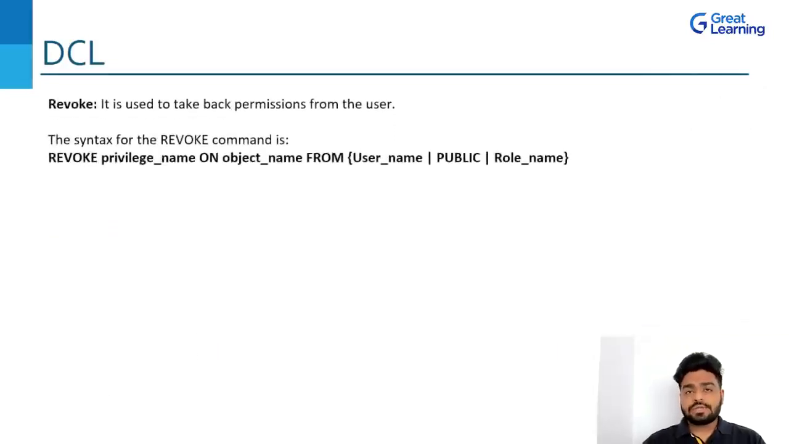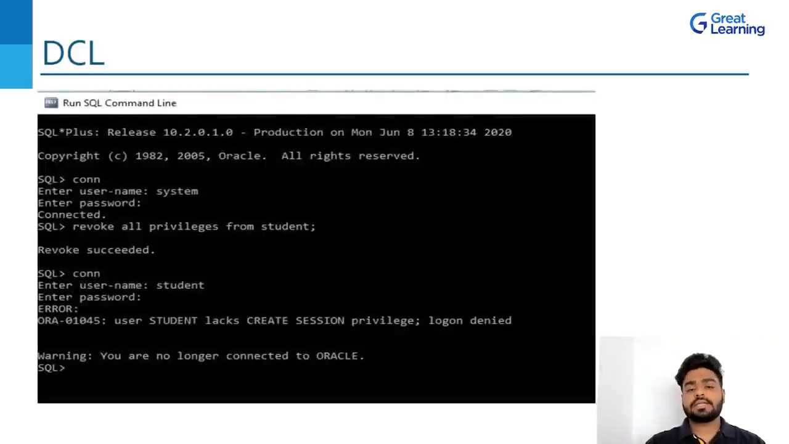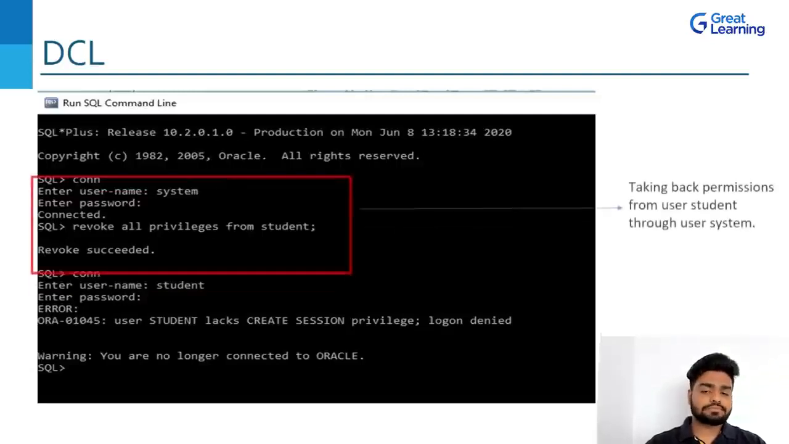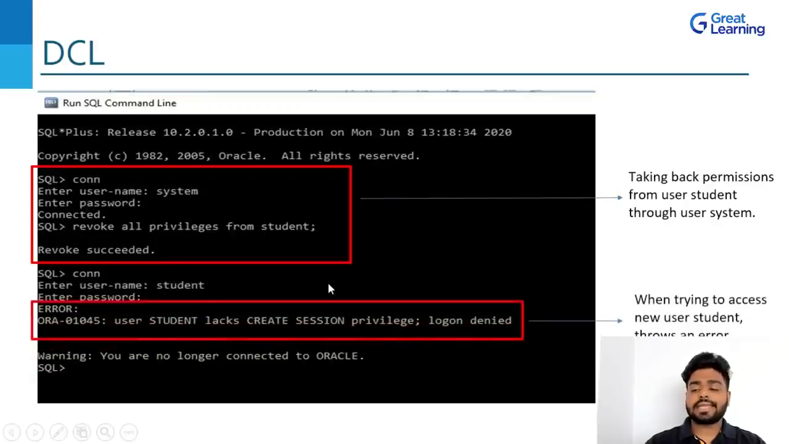Okay. Now this was all about grant, but what is revoke? Revoke is taking back. It's just like grant, but the opposite. Revoke will take all the accessibility from your connection. So now you can see I've connected to system and I'm revoking all privileges from student. Okay, revoke succeeded. What I have done here basically is take the privilege from student. Now it won't be able to create anything.